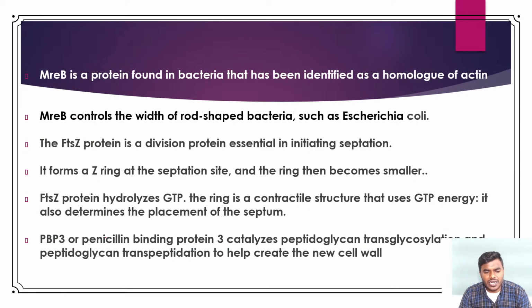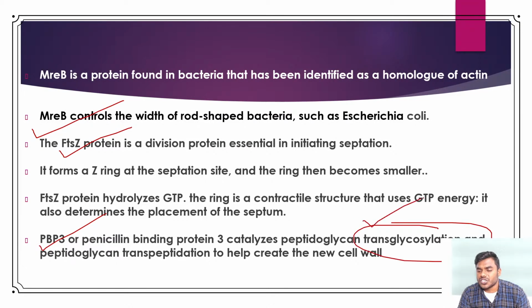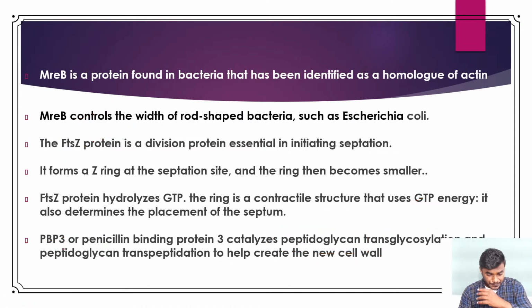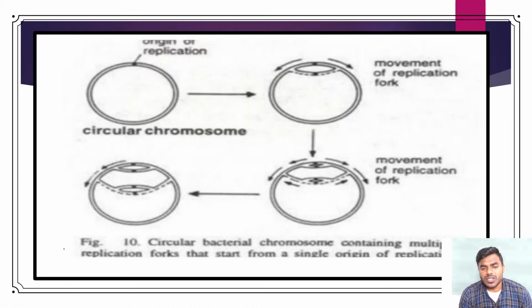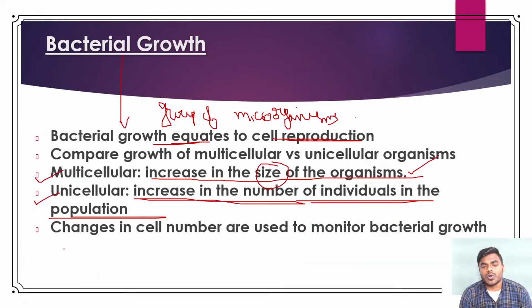Okay, so once again quickly remember, MreB is required for width, FtsZ protein is required for the septation, which requires GTP, and PBP3 protein is required for the transglycosylation or addition of the sugars to the peptidoglycan to make the bacterial cell wall stronger. Okay, so these are all the list of proteins I want you people to remember compulsorily.